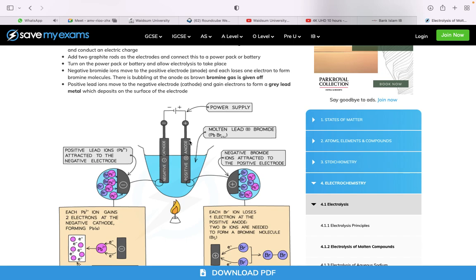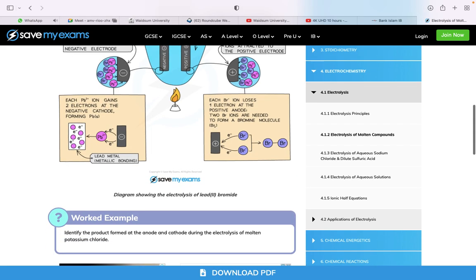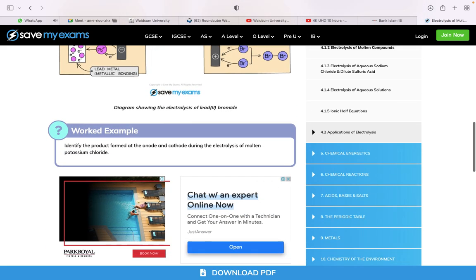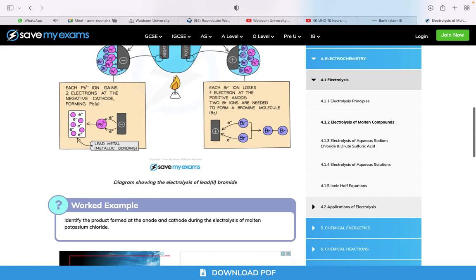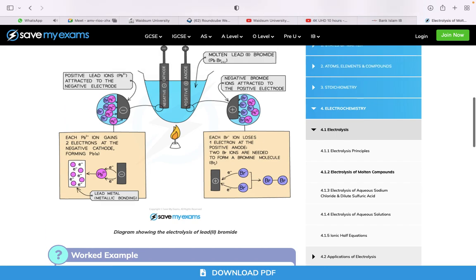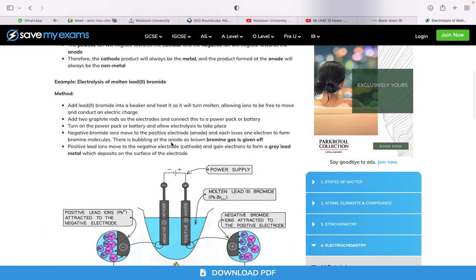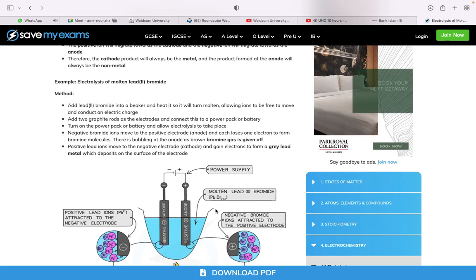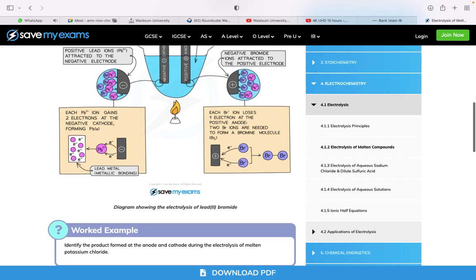Are you with me? Then what happens at the cathode? Lead solid will be formed at the cathode. Is that okay? So this is the electrolysis of molten lead bromide. This is how we carry out electrolysis of molten lead bromide. These are the methods. This is just describing all I have explained, that you should set up, actually describing this diagram, how you set up this diagram, and then you get your result.